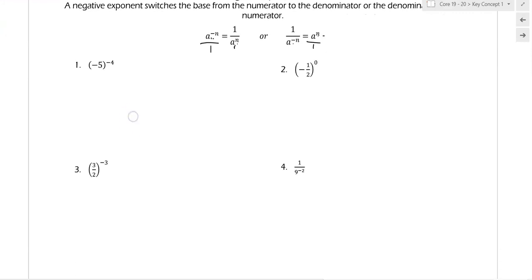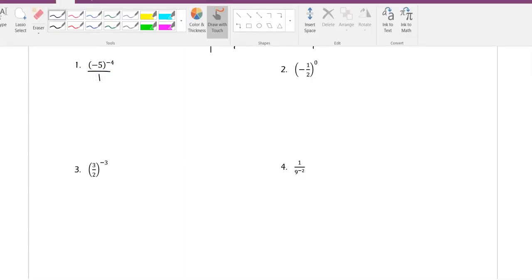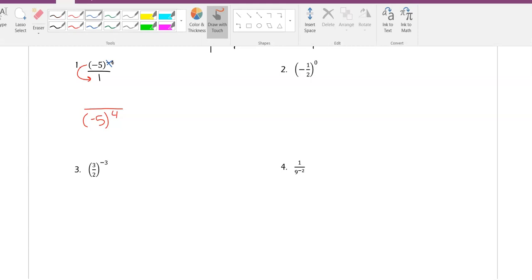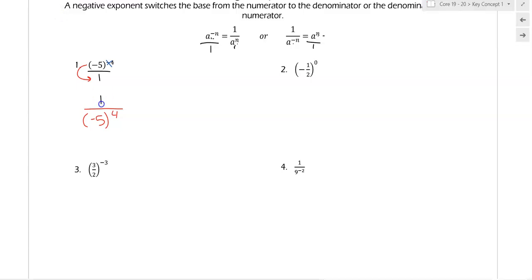So let's look at some examples. Again, this is something with no denominator, so we'll just say it's a denominator of 1. This is a negative exponent, so it's going to flip to the bottom. So technically that's negative 5 to the 4th. Again, we flip it to the bottom and get rid of that negative sign, not the 4, just the negative sign. Anytime there's something in the denominator, we have to have a numerator. So we just put a 1 on top. Done. Easy peasy.